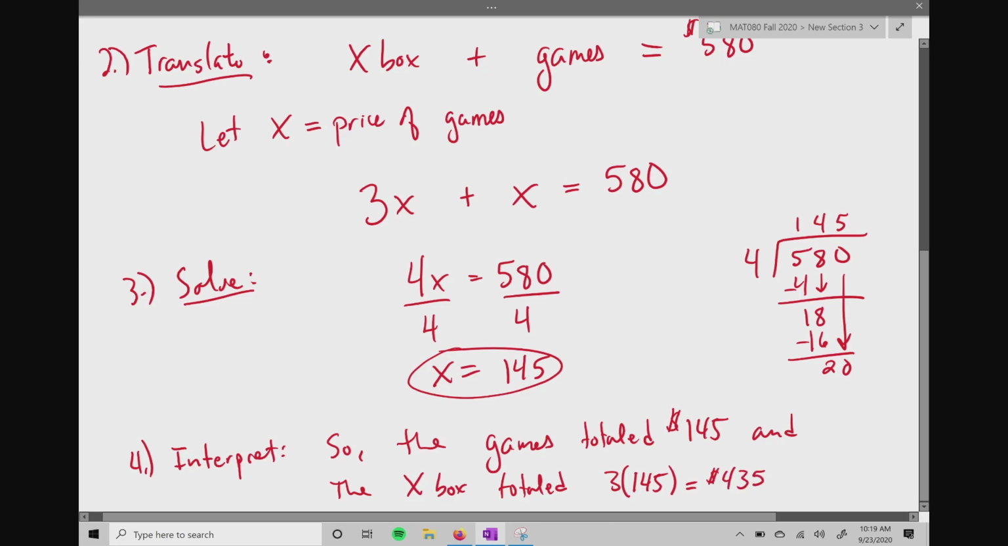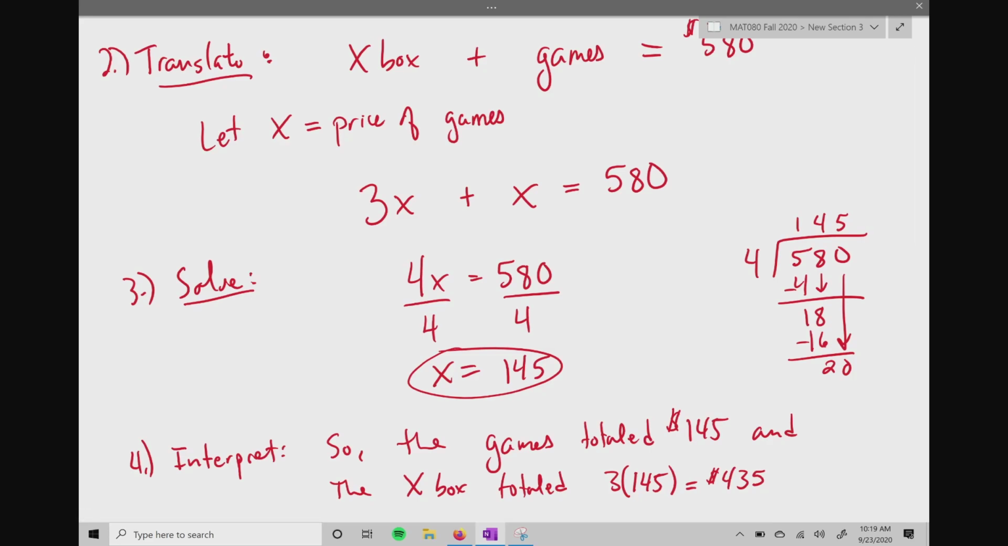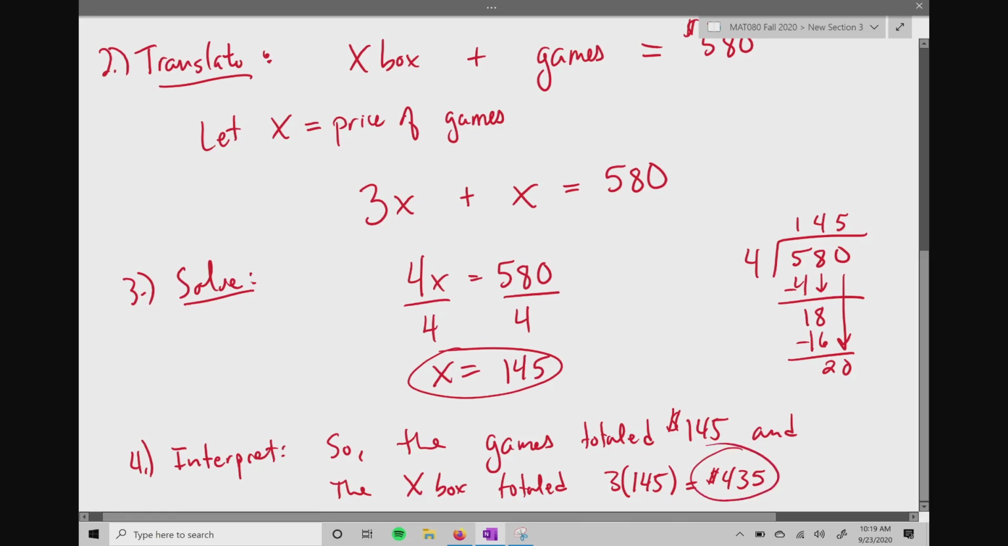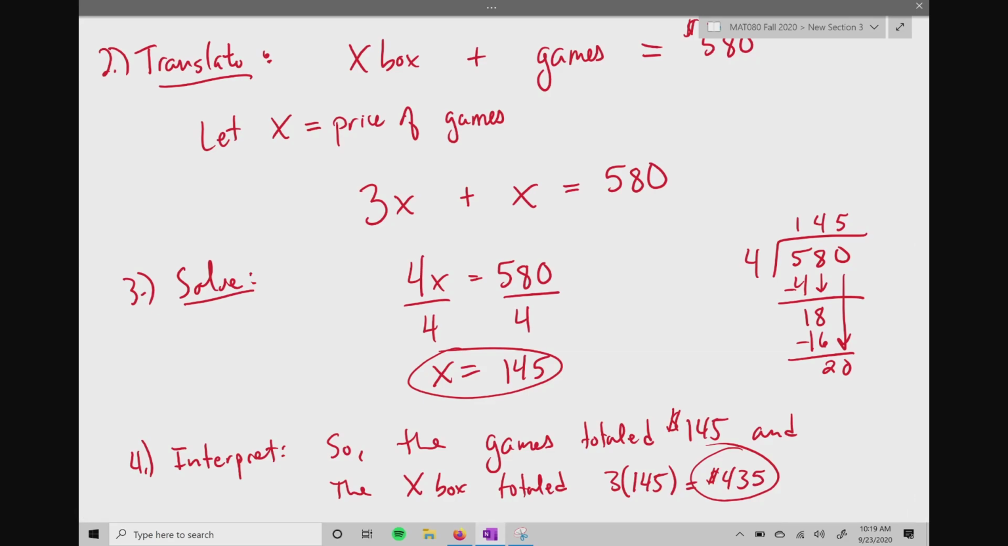Okay. And if you were to look up the price, including tax, it's about $428. So we're a little off. But I made up these numbers. Okay? Are we good? Yes or no?